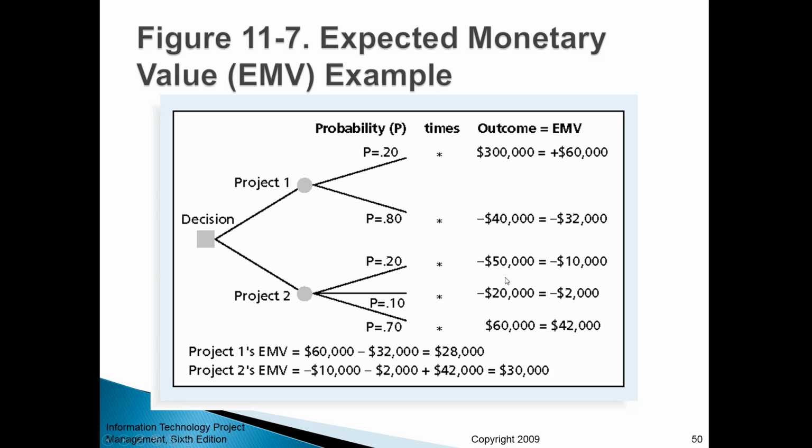By multiplying those probabilities by monetary values, you can get expected monetary value for the entire project. And then based on those risk estimations and value estimations, you may decide to go with project 1, which has a higher probability.